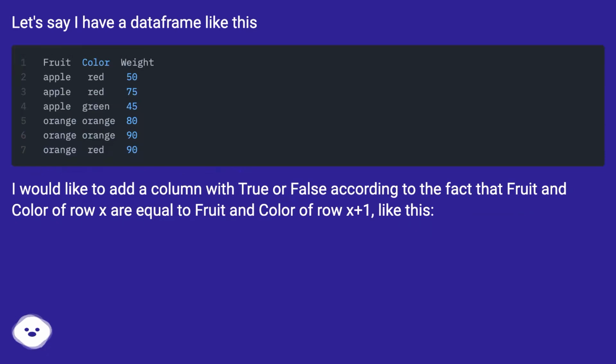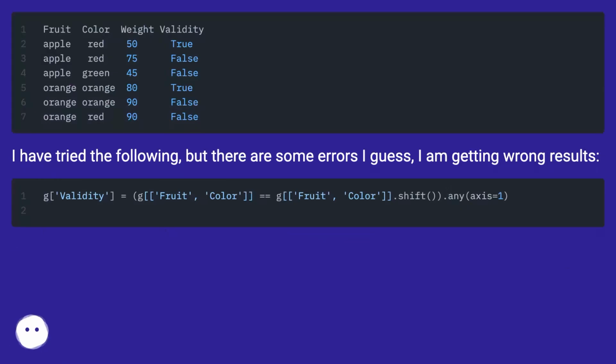I would like to add a column with True or False according to whether fruit and color of row X are equal to fruit and color of row X plus 1, like this. I have tried the following, but there are some errors. I guess I am getting wrong results.